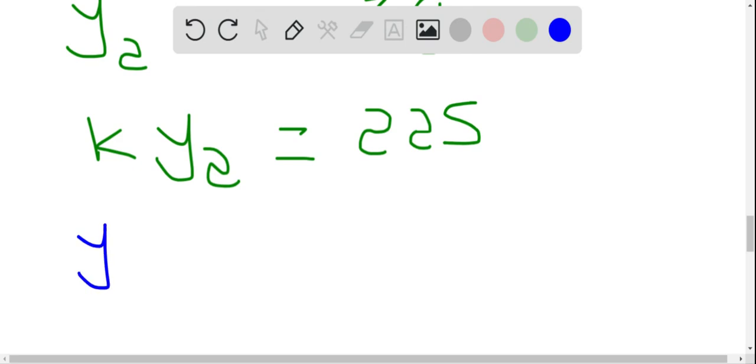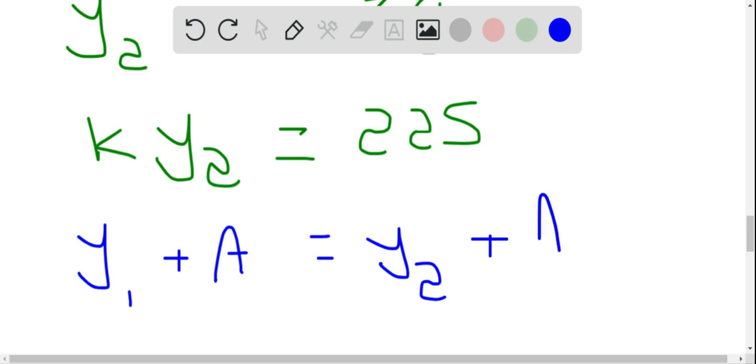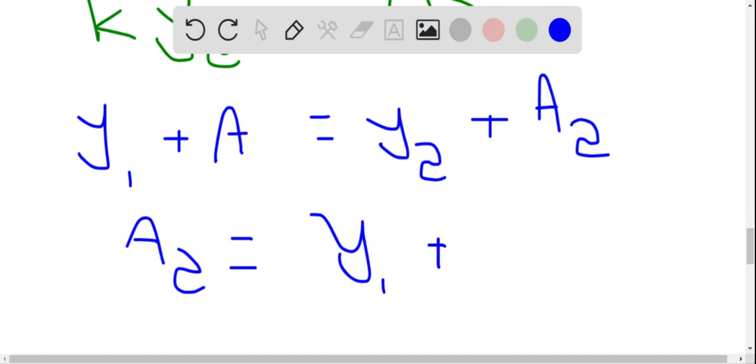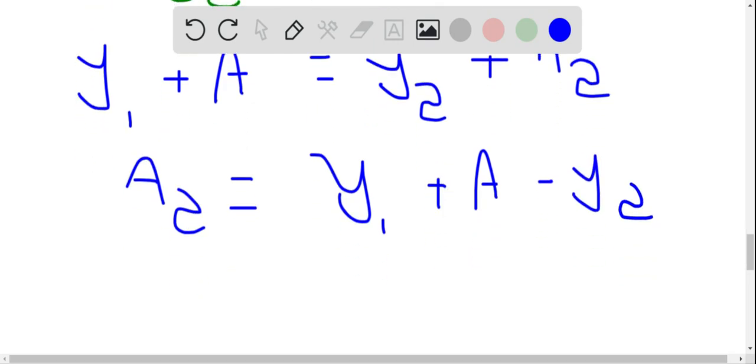Now, let's talk about the amplitude. So, in this case, we can write y1 plus a is equal to y2 plus a2. Now, let's put all the values here and rewrite this formula in terms of a2. So, we will get a2 is equal to y1 plus a minus y2, which is equivalent to 70 centimeter.